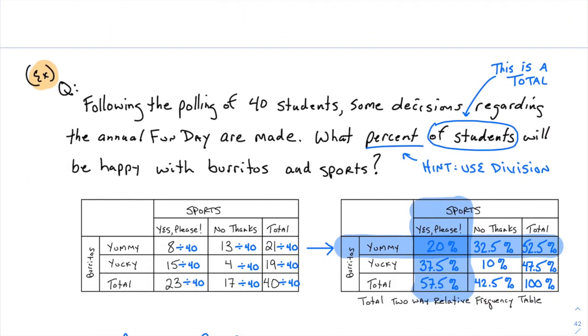Question number 2. Following the polling of 40 students, some decisions regarding the annual fun day are made. What percent of students will be happy with burritos and sports? Notice what it's asking. It's saying, what percent of students? It doesn't say students that like burritos or don't like burritos. Students that like sports or don't like sports. It just says what percent of students. So we're going to be dividing by the total.